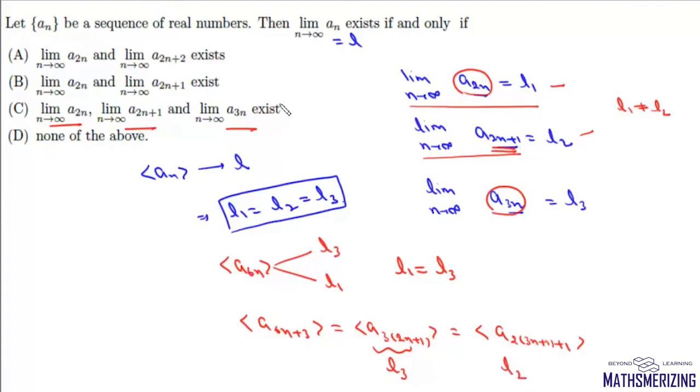So this limit n tends to infinite a3n will exist if and only if L1 is equal to L2 and it is equal to L3. And when all the three limits are equal, then this limit n tends to infinite an will exist. So answer to this question is option C.